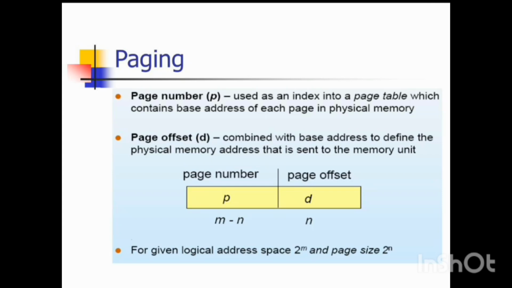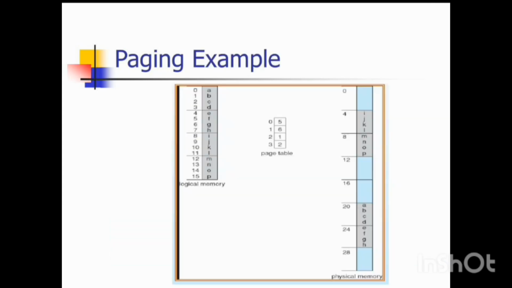The page offset D combines with the base address to define the physical memory address that is sent to the memory unit. The page number P is m minus n bits and the offset D is n bits, for a given logical address space of 2 raised to m and page size of 2 raised to n. One example: logical memory, page table, physical memory.